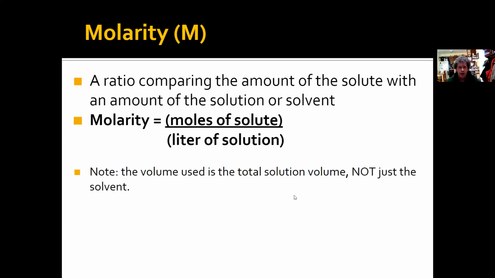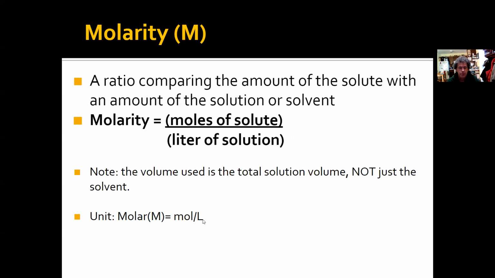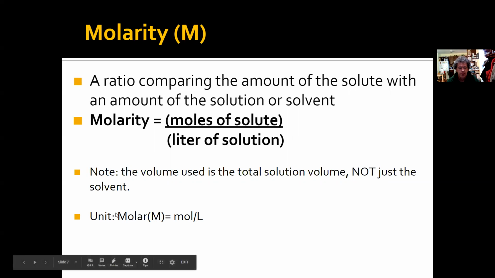And note that the volume here, liters of solution, is the total volume of the solution. It's not just the amount of solvent that was put in. Generally, when you put solvent in and then stuff dissolves in it, the volume will increase a little bit. And the units are moles per liter, which is abbreviated with a capital M, or you can just write moles per liter.